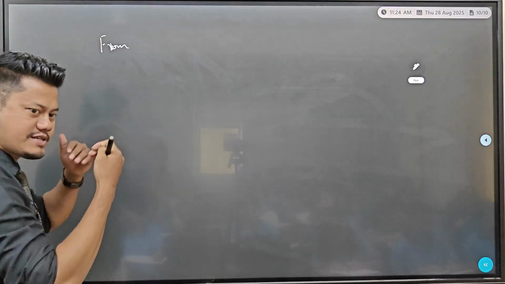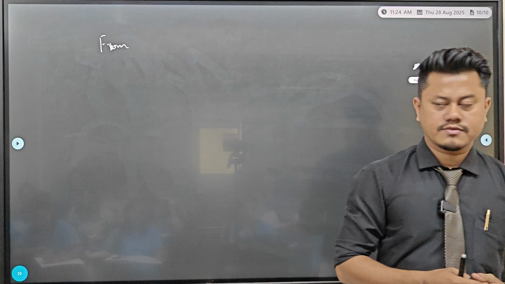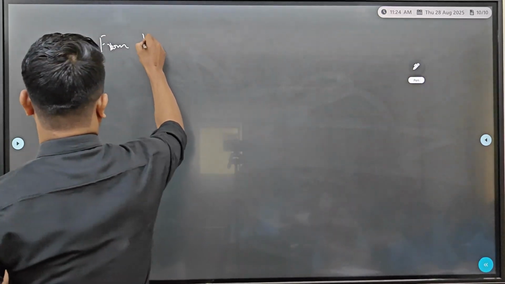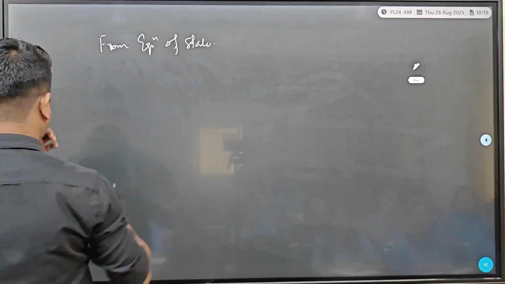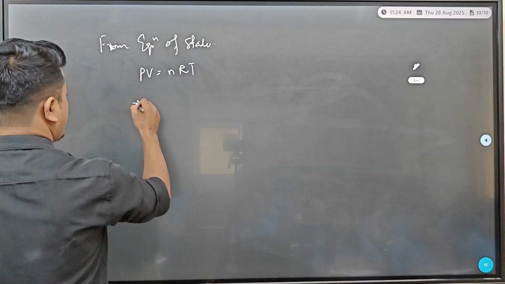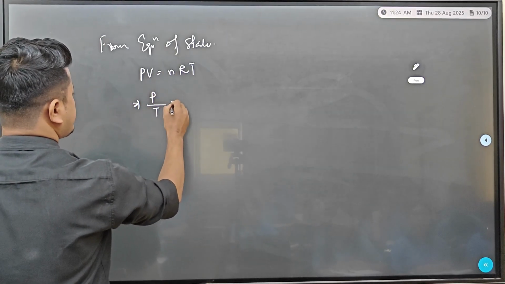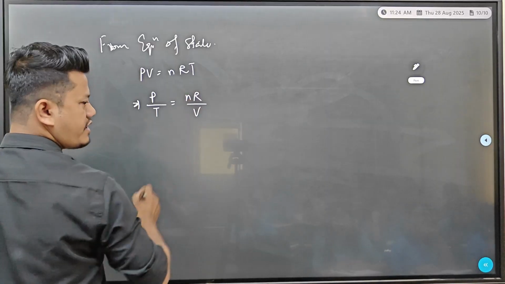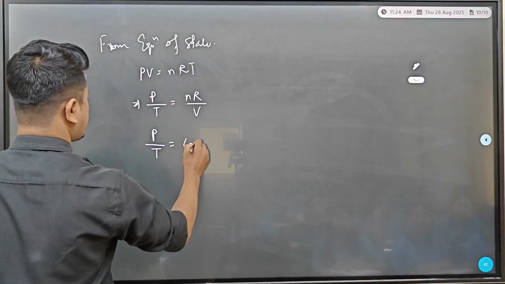I am following the same pattern, whether it be isothermal, adiabatic, isobaric or isochoric. So from the equation of state, what was the equation of state? PV equals nRT. Volume is constant. I'm just keeping P over here and bringing T towards the left-hand side. Can I write nR by V? Since volume is constant, P by T should remain constant.